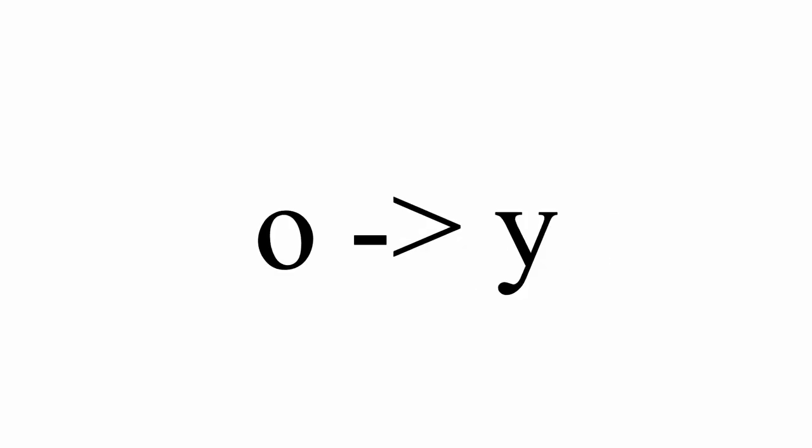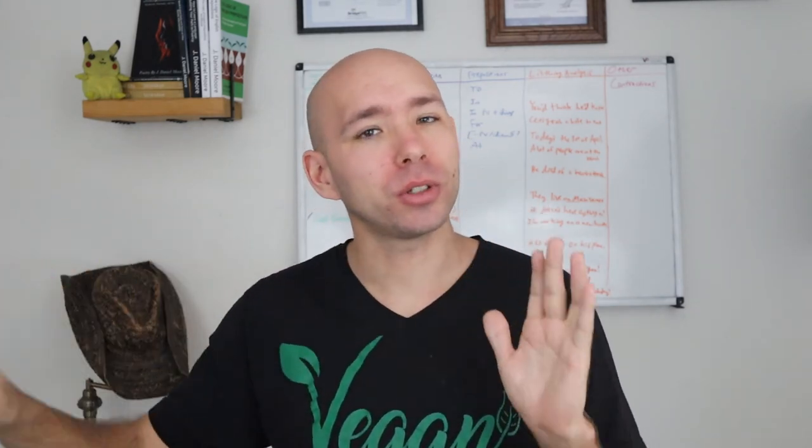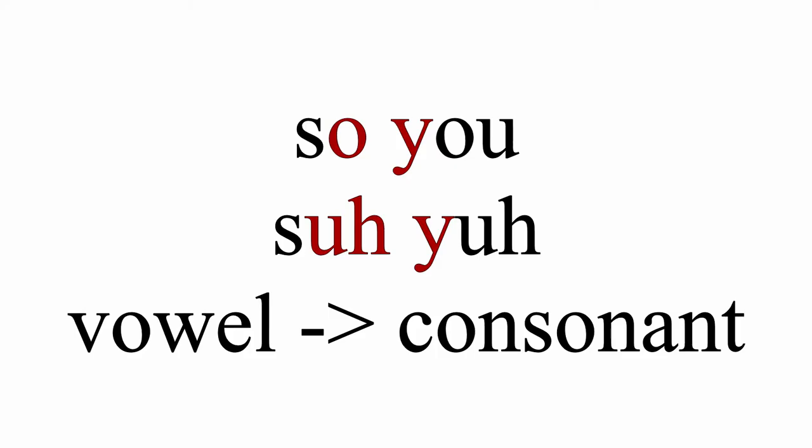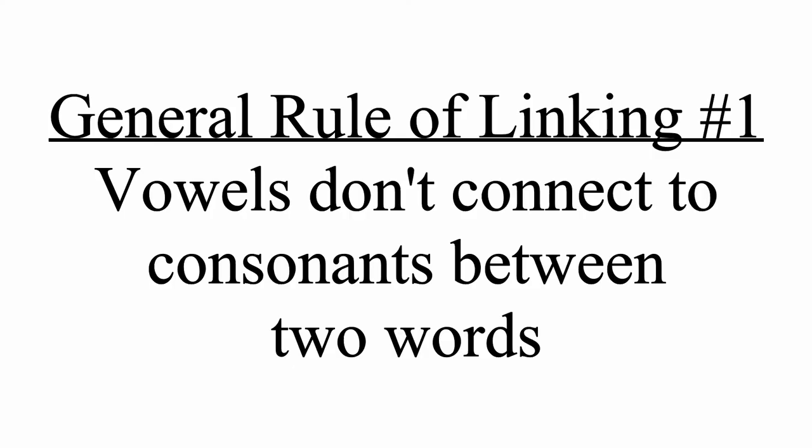Next, so and you. We're going from O to the consonant Y, O Y, O Y. Flows very nicely. So you, so you. There's no connection there, there's nothing special. They just flow into each other. If these were reduced and we said "saya," they still just flow. Remember, in both cases, we're going from a vowel sound, O or A, to a consonant sound, Y. So these will not connect. That's general rule number one.